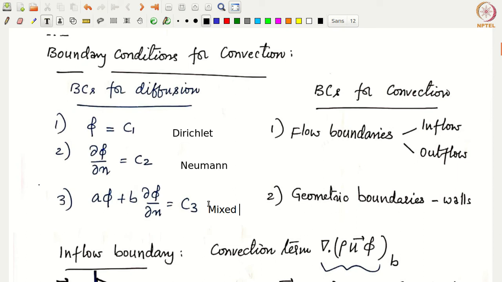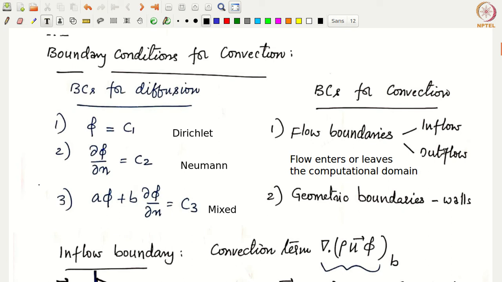Now if we have a convection problem or a convection diffusion problem, then you need to specify a few boundary conditions, and those fall into two categories. One of them is the flow boundary conditions on the flow boundaries. These are the boundaries where the flow can enter the domain or leave the domain, that is, where flow enters or leaves the computational domain, and we categorize them as inflow boundaries and outflow boundaries.